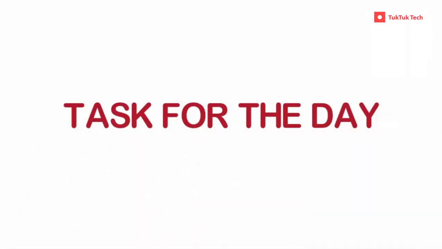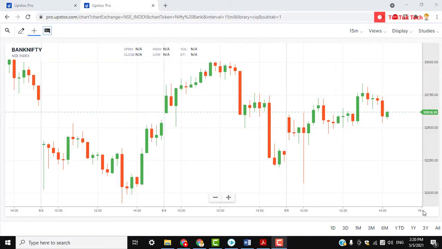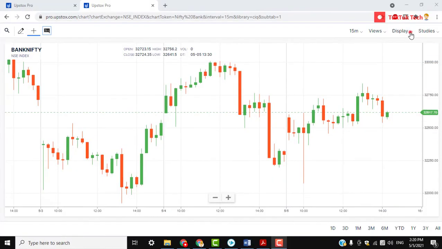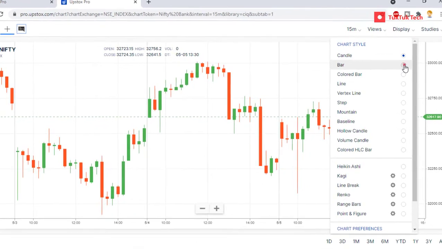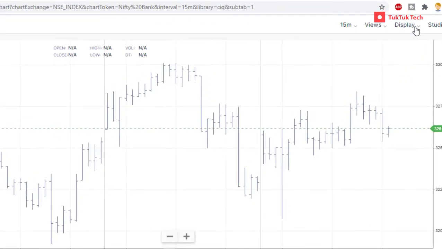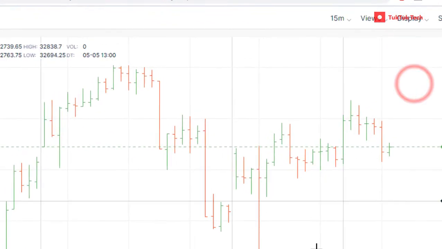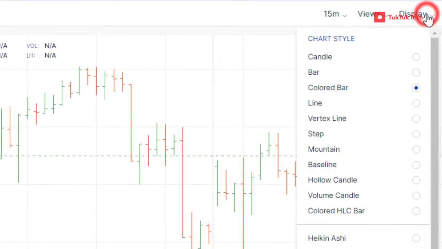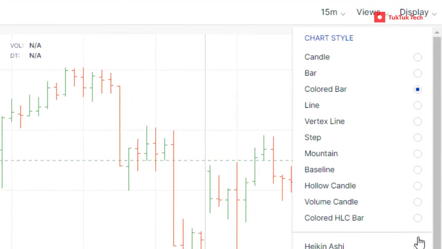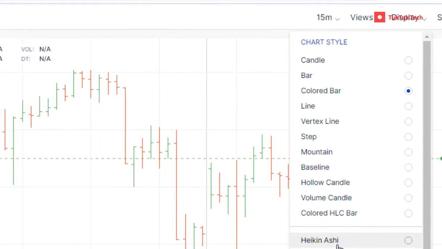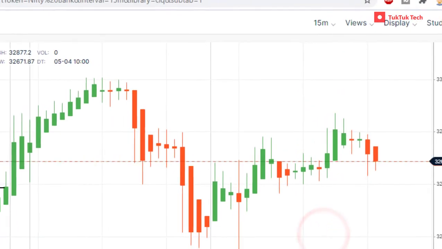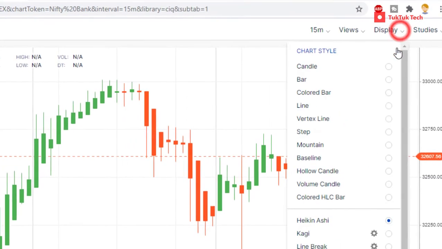Task for the day. Open your trading account and try different chart styles. Check out the difference between bar chart, candlestick chart, Heikin-Ashi candlesticks, etc.